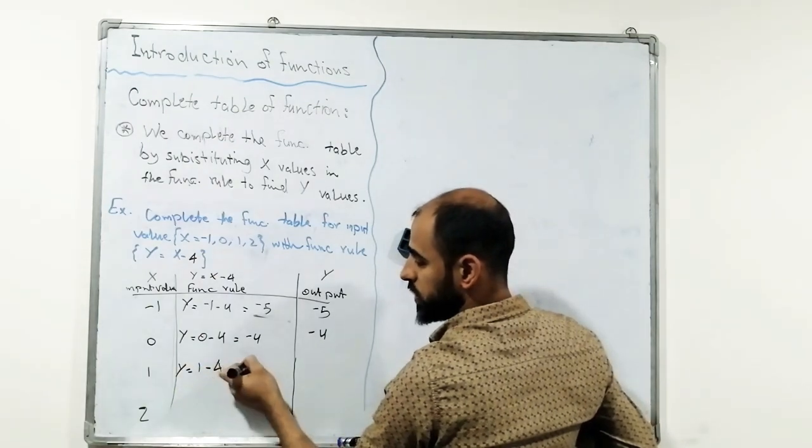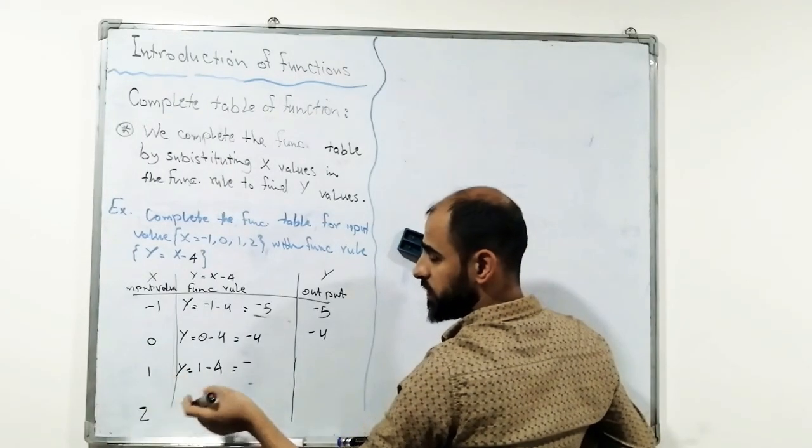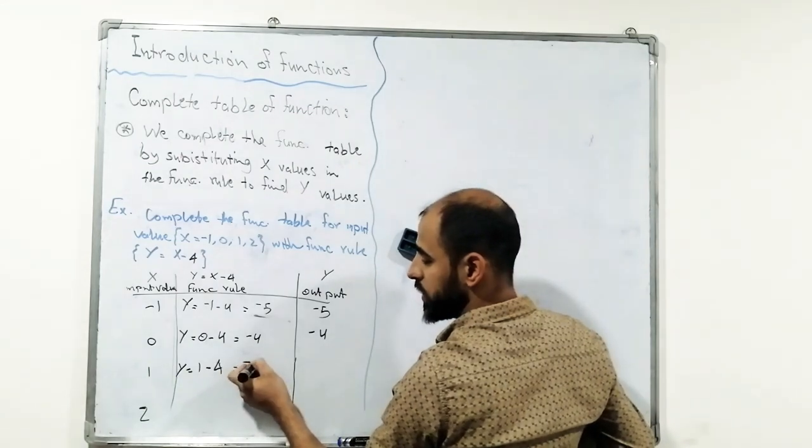1 - 4, take the sign of the biggest. We have two numbers with a different sign. We take the sign of the biggest number and subtract.